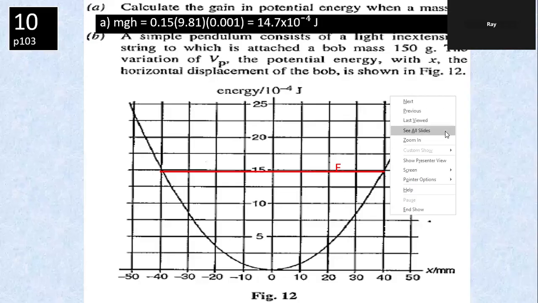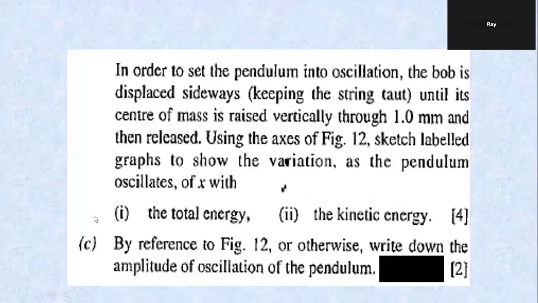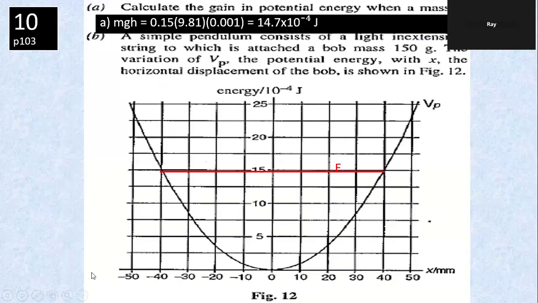Okay, let's see the next question. In order to set the pendulum into oscillation, the bob is displaced sideways, keeping the string taut until its center of mass is raised vertically about 1.0 millimeter and then released. Using the axes of figure 12, sketch and label the graph to show the variation as the pendulum oscillates for total energy and kinetic energy. So instead of just now where we were just sketching, since they have given you a proper graph, you have to also sketch it properly.